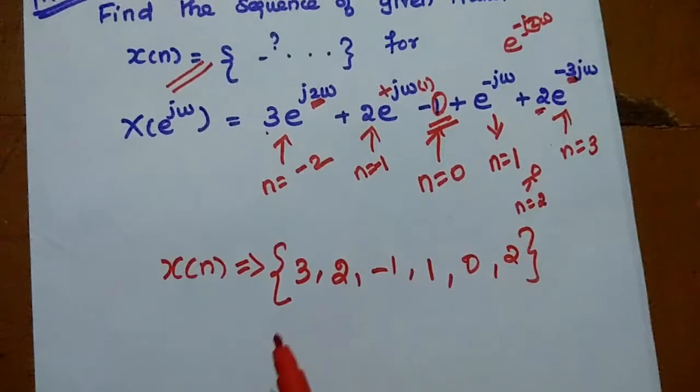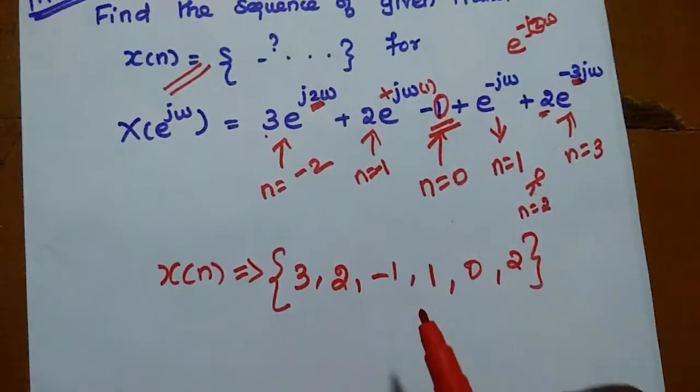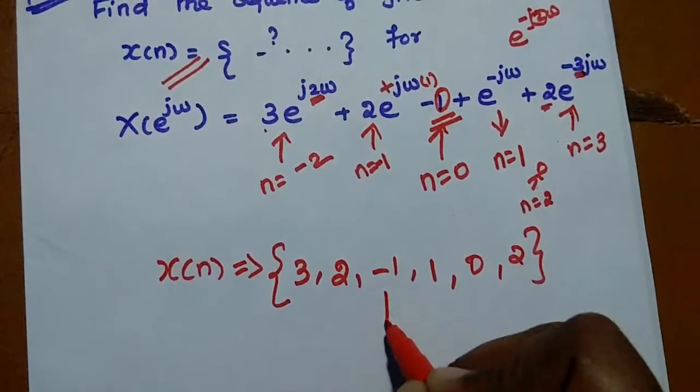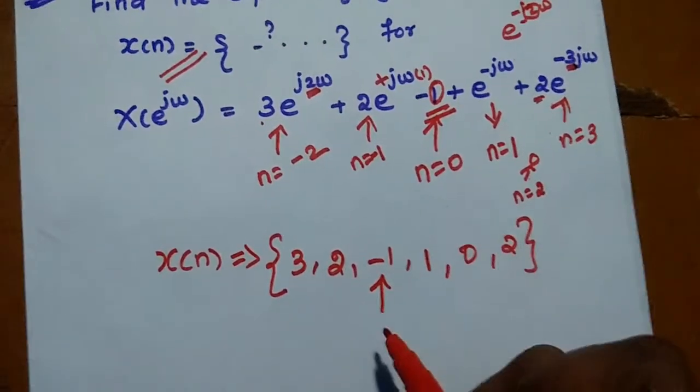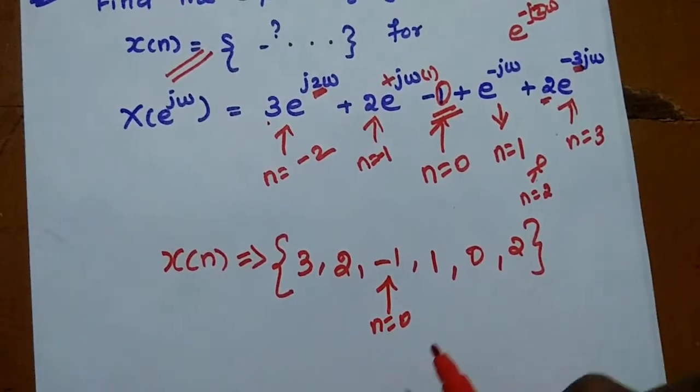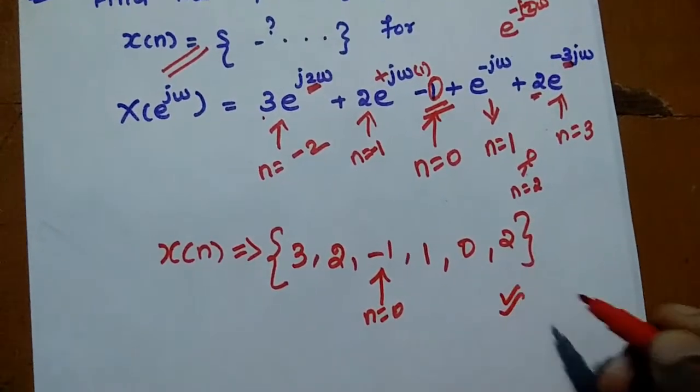Okay. So this is the given sequence. Fine. Where do we mark n is equal to 0? So n is equal to 0 is present at this point. This arrow indicates the n is equal to 0 value. That is nothing but the origin. So this is the answer.